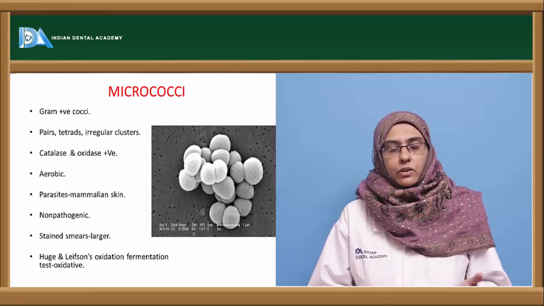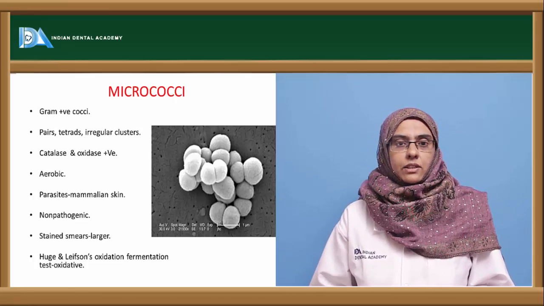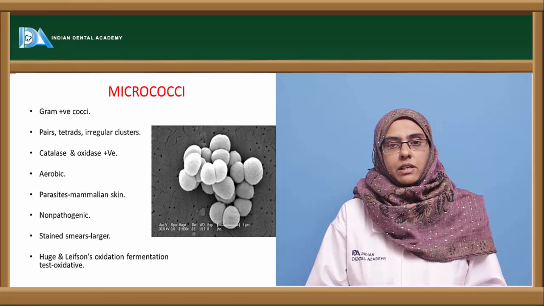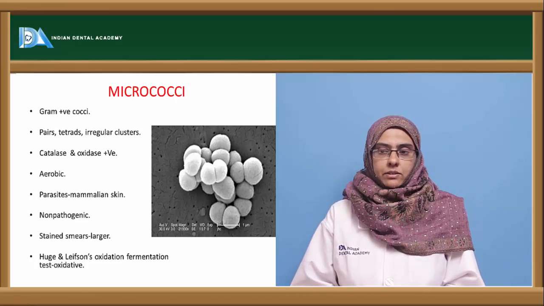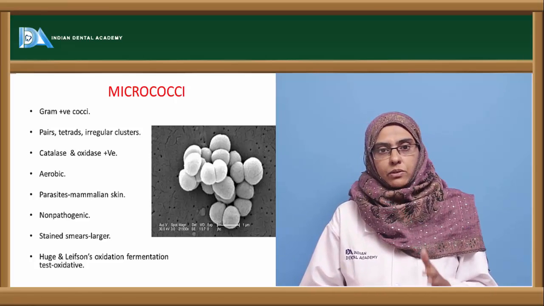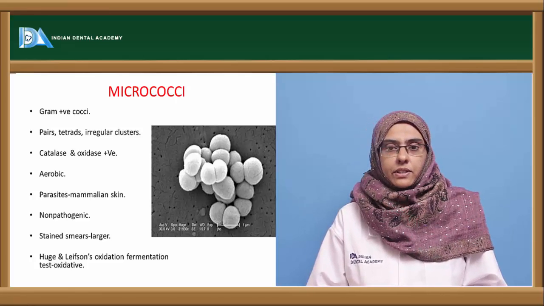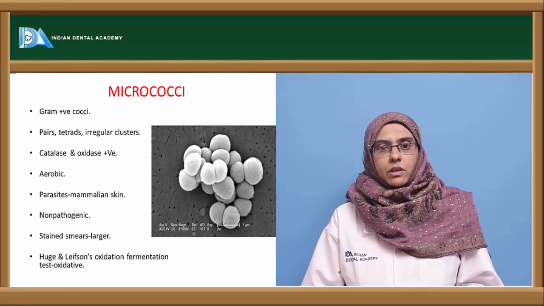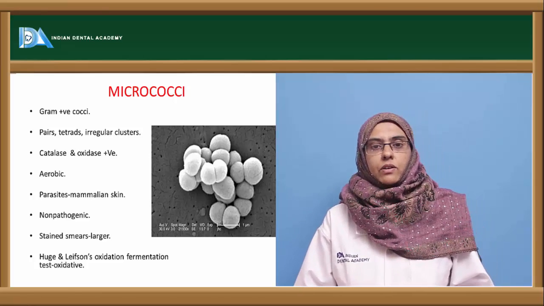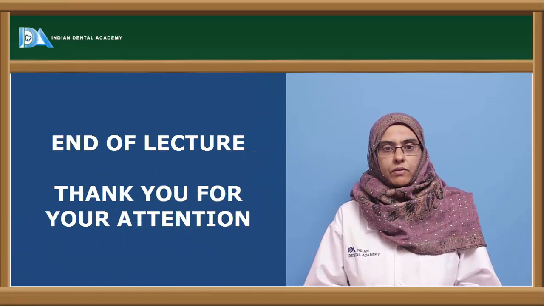And the way that you identify them is with the help of gram staining, where these cells are usually larger when compared to the staphylococcus group of organisms, and they are irregular in clusters. And the best method to differentiate between the staphylococci and the micrococci is the Hugh and Leifson's oxidation fermentation reaction, where these organisms are oxidative in nature and staphylococci are fermentative in nature. So this is about the staphylo group of organisms.